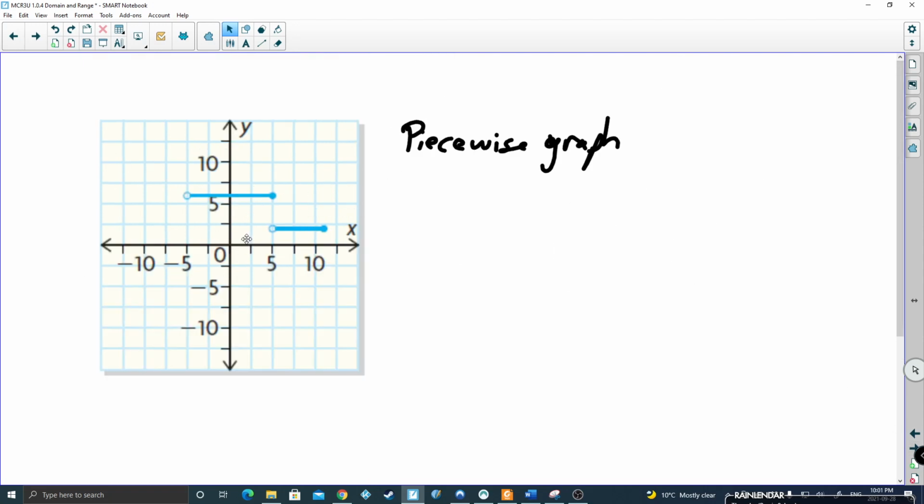So this type of graph, which is pretty much brand new for grade 11, is what we call a piecewise graph. A piecewise graph is a graph that has a break in it, but it's all considered to be one graph. So when we talk about this style of graph, we need to say what is the domain of the entire thing, and that's the x-axis values, and what is the range of the entire thing, which is the y-axis values. So once again, let's talk about the minimum and maximum x values here.